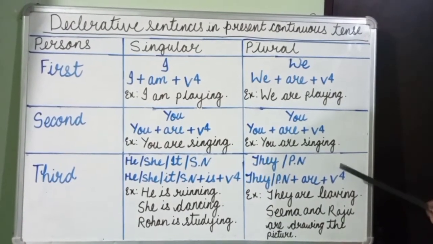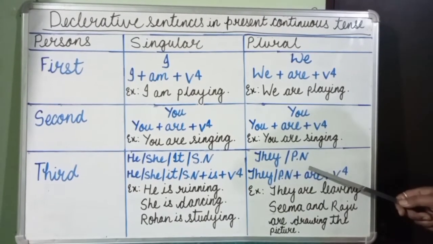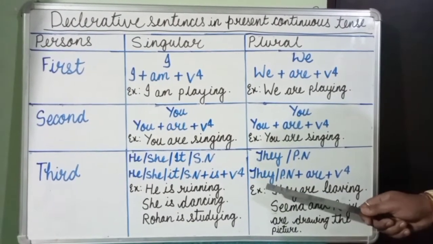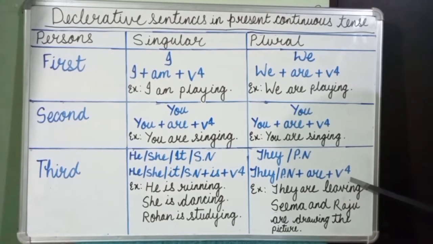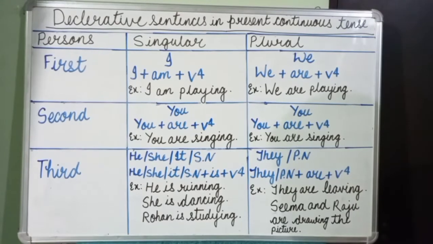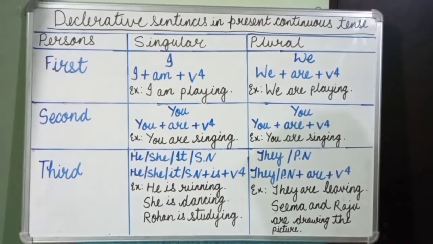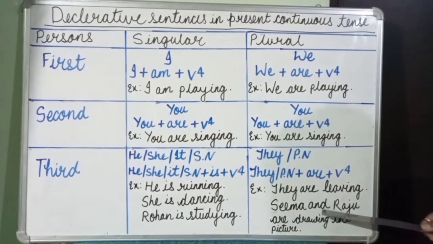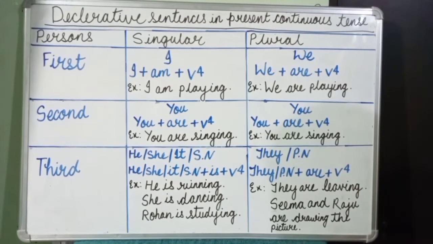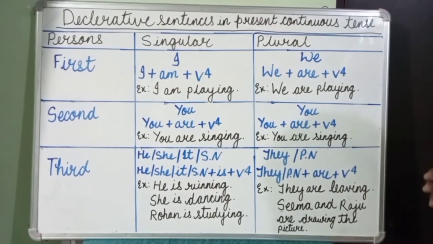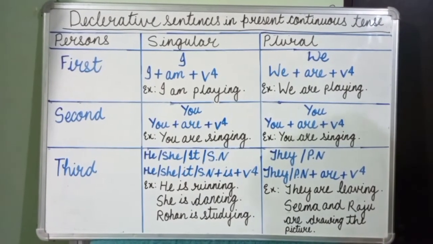And for third person plural, the subject is they or any plural name. The rule is they or plural name plus are plus V4. For example, they are leaving. Seema and Raju are drawing the picture. So this is how, children, we make the declarative sentences in present continuous tense.